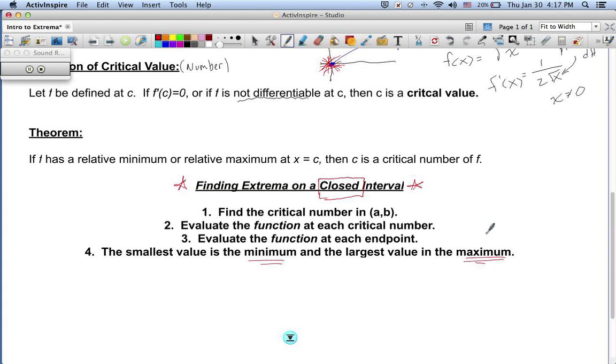All right, so that's a little crash course on what absolute extrema and relative extrema is. We'll do some examples in the next video.